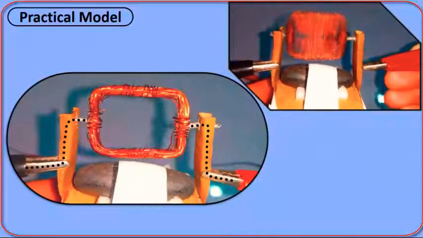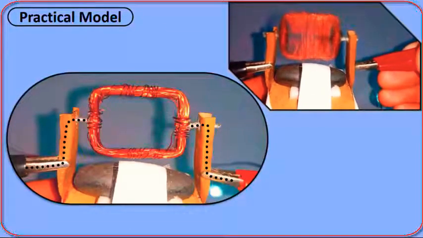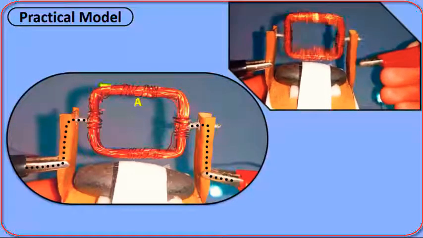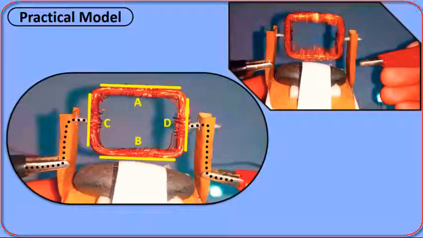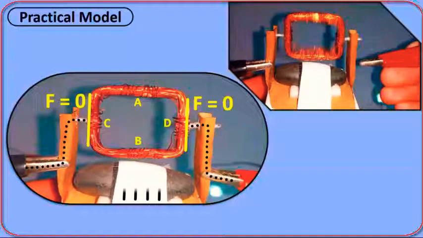How does a coil rotate? To answer this question, keep in mind that a rectangular coil is equivalent to 4 conductors A, B, C and D placed in a magnetic field. Maximum magnetic force acts on a conductor which carries current perpendicular to a magnetic field, while no magnetic force acts on a conductor which carries current parallel or anti-parallel to a magnetic field.